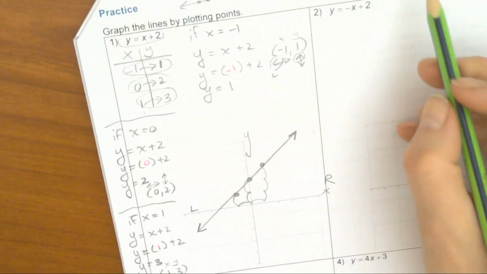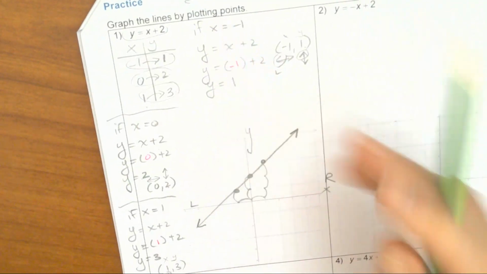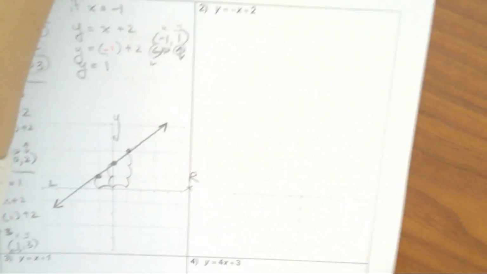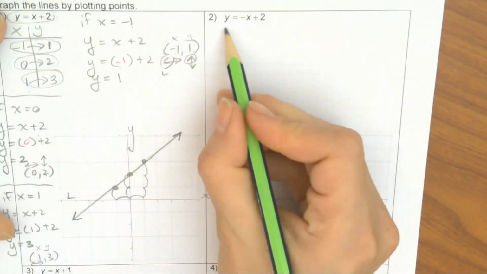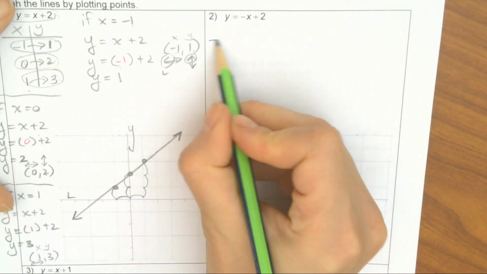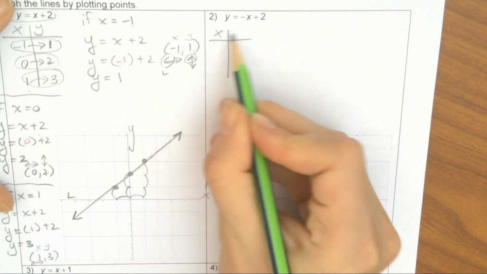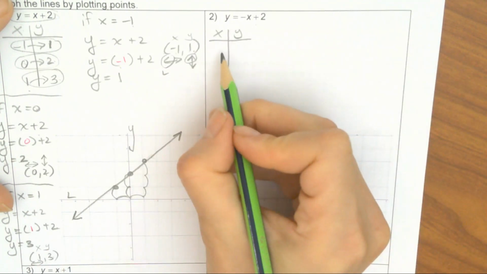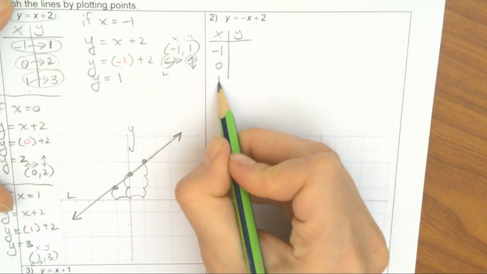So it says by plotting points. We have to graph it by plotting points. So it's already y equals. So then I make a table of values. I'm going to pick some easy points. I'll just pick the same ones because they're nice and easy.